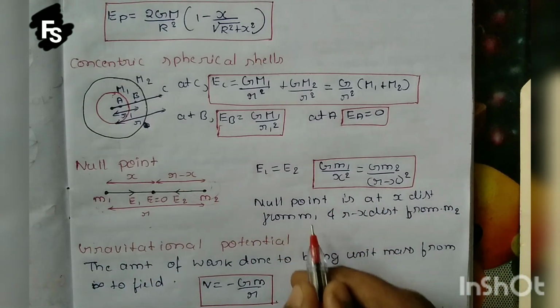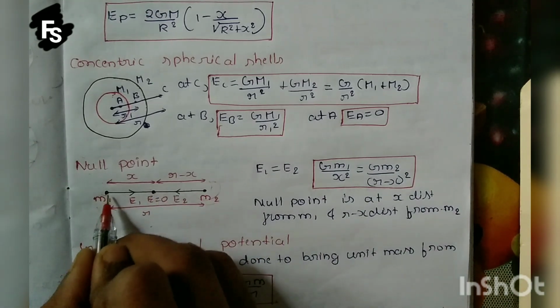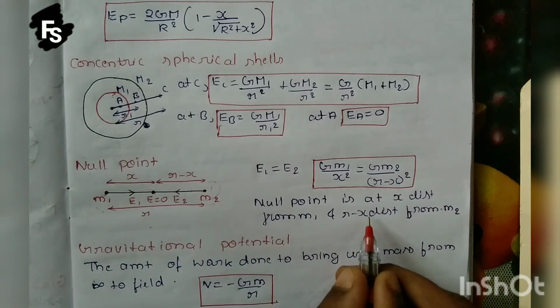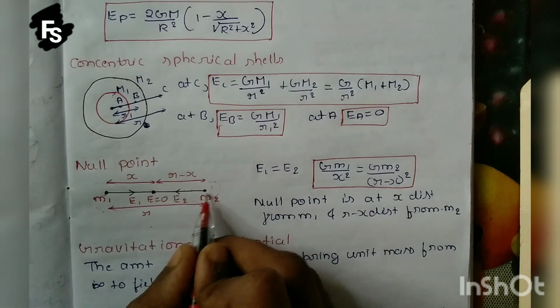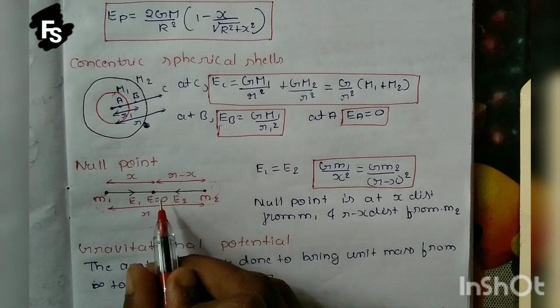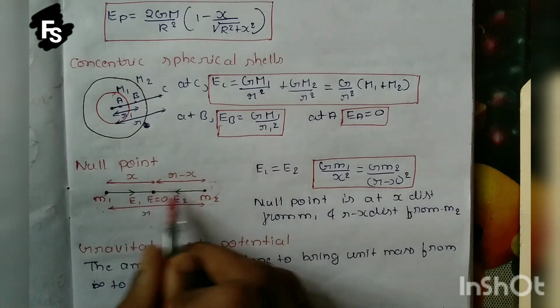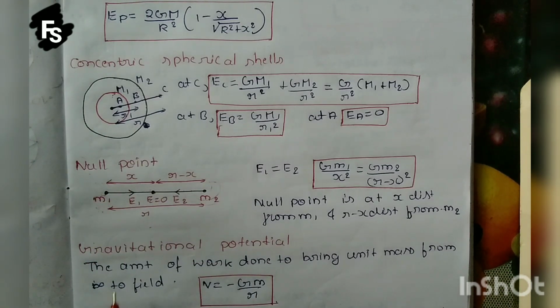So, the null point is at x distance from m1. From m1 to E0, this is x distance. And the null point is at r minus x distance from m2. So you have to find what is asked. Then if they ask the question from where, you have to choose it. If they ask from here also, you have to solve the problem.